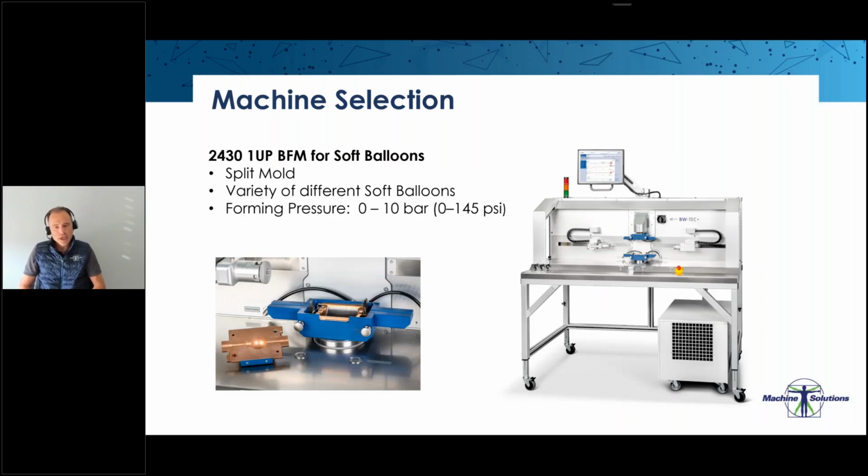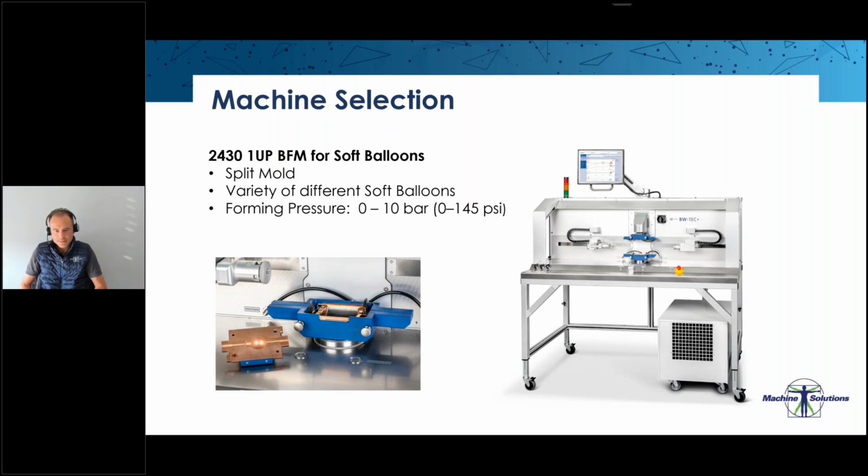The other machine that I want to highlight is our brand new balloon forming machine for soft balloons, for PU materials with highly compliant, soft balloons. The concept convinces with a split mold, which allows almost unlimited possibilities of shapes and designs when it comes to the mold. And the machine impresses with short process time and pulsation ability in the forming time.